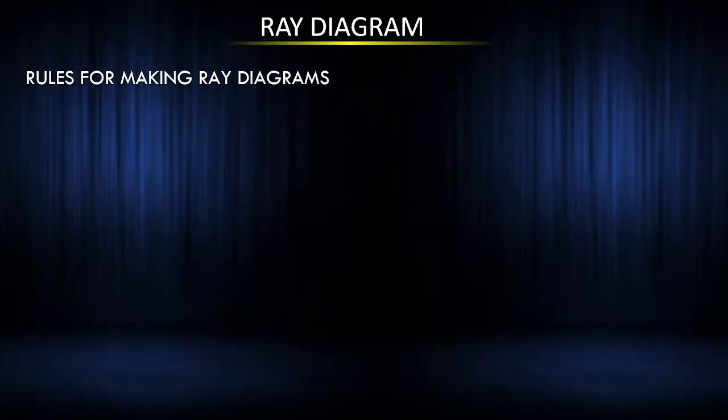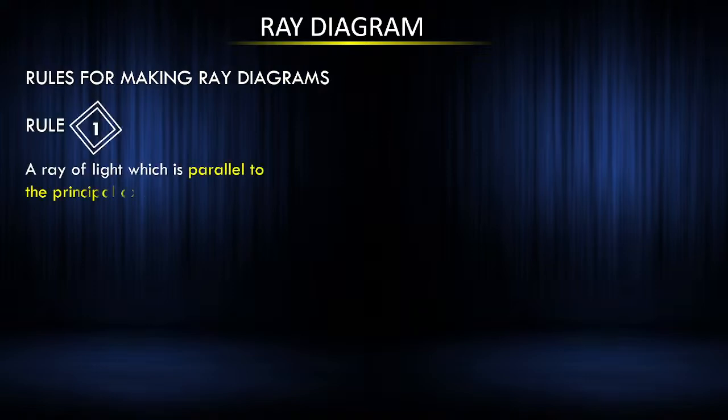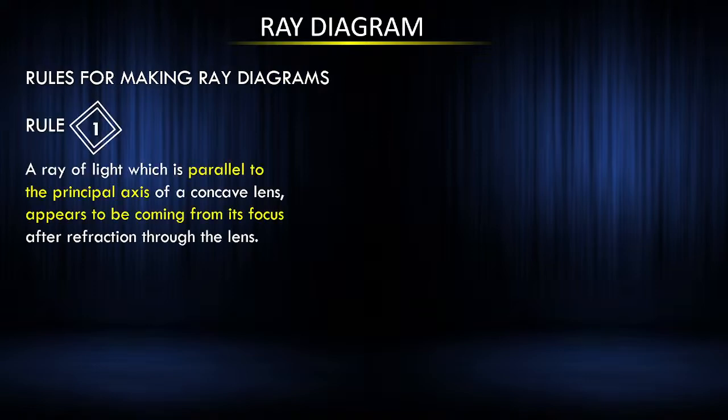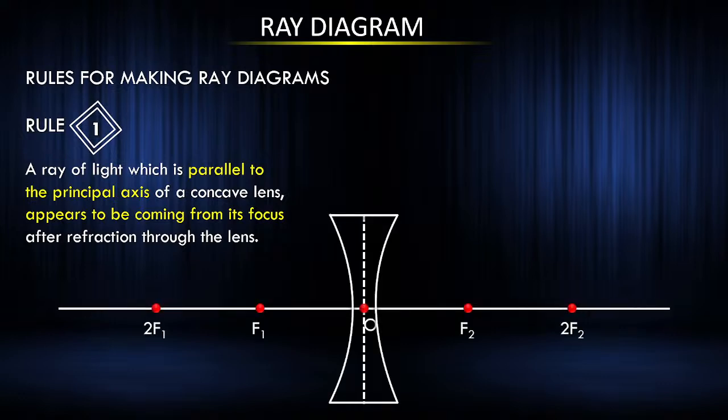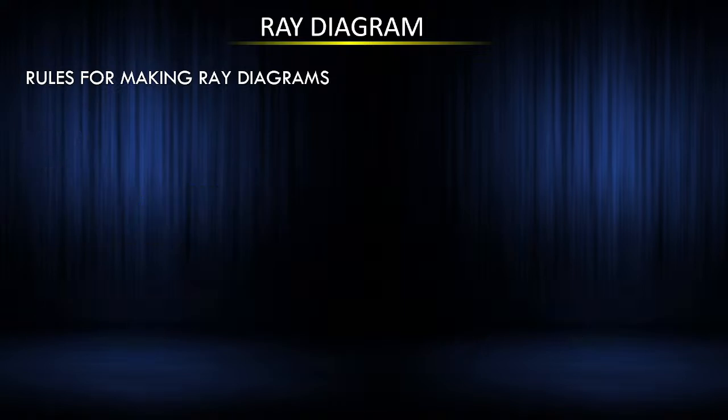Okay, next, rules for making ray diagrams. The first one, now this is for the concave lens. A ray of light which is parallel to the principal axis of a concave lens appears to be coming from its focus after refraction through the lens. Imagine, now we are going to see the concave lens. Same diagram. Imagine this is the incident light here, and the refracted light will be like this. The refracted light appears to be coming from f1. This is the first rule that you have to keep in mind.